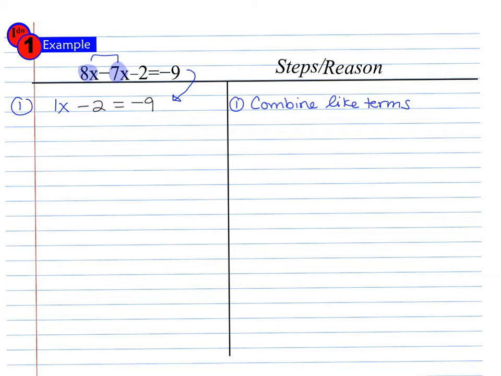Our second step, what we're going to do is, remember, we're going to put all the numbers, all the constants to one side of the variable. Since we already have a constant on the right side, we're going to add the 2 because we need to get rid of it. So the only way to get rid of it is by adding its opposite. So we're going to add a 2 to both sides. And now we have x, or 1x, is equal to -7.